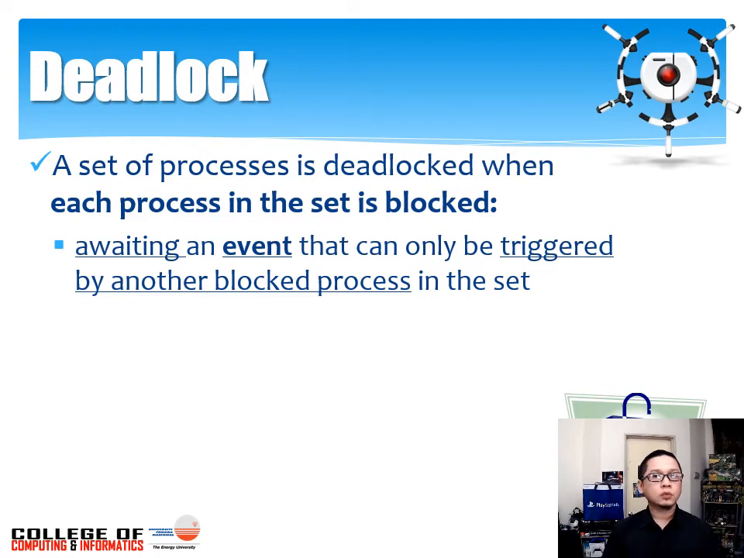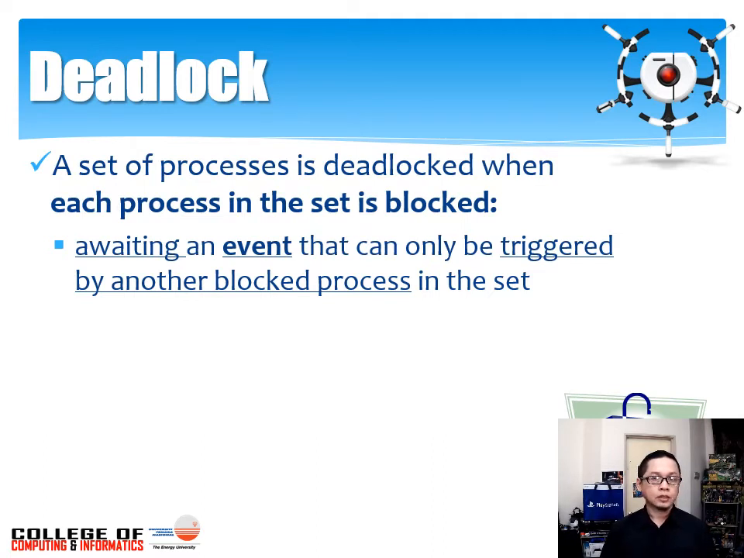So in this situation, we have A, B, and C that cannot execute because they are waiting for the resources that are being held by another process. As a result, A, B, and C cannot execute. In this example, A, B, and C are inside the system and they cannot continue because the resources cannot be obtained.